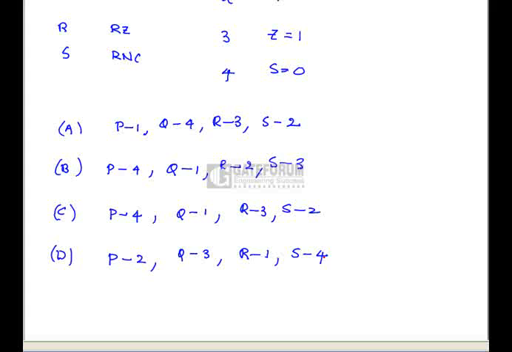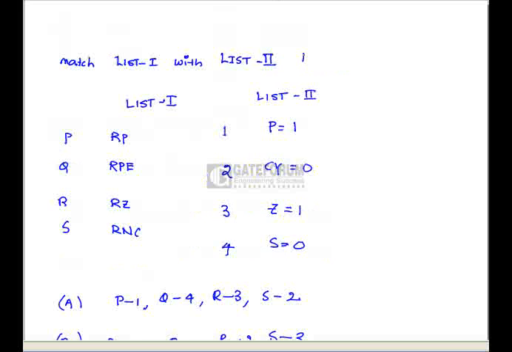The question is: match List 1 with List 2, referring to the 8085 microprocessor. Here in List 1, RP means return on positive, RPE means return on even parity, RZ means return on zero, and RNC means return on no carry. In List 2, P means parity, CY means carry, Z means zero, S means sign. List 2 indicates the flag conditions, whereas List 1 has the instructions.